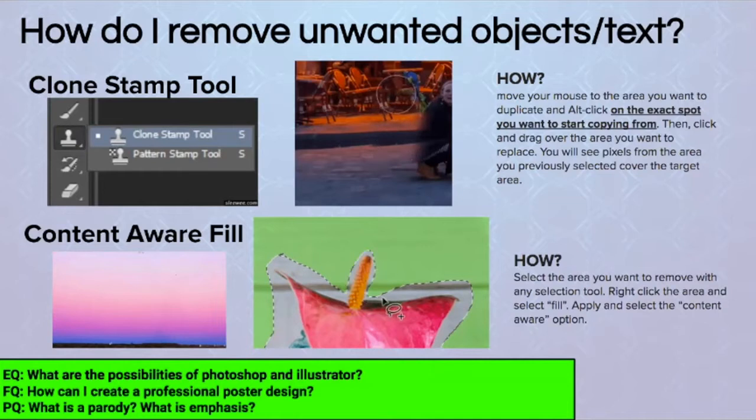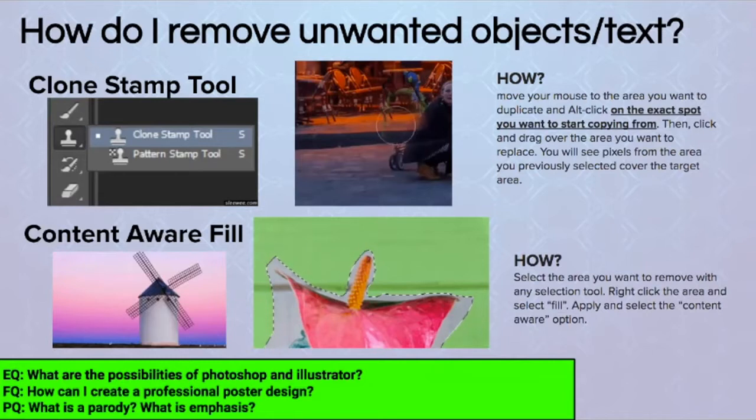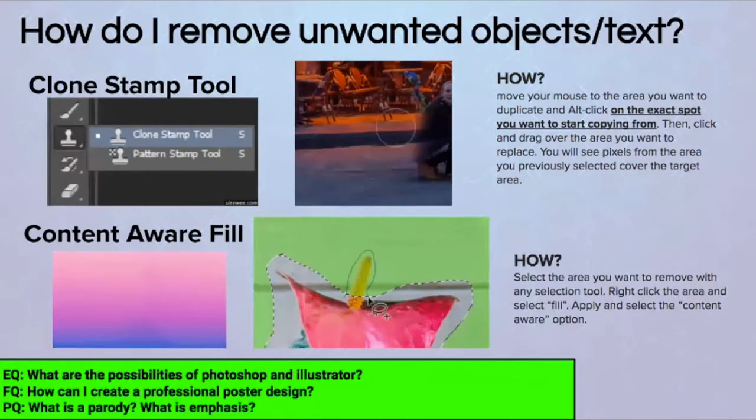So content aware fill is great if there's a large area of background behind an image, like see the windmill, how it's just a clear sky behind it. If things get a little more complicated, it doesn't work that well, but this is something that you guys can try using. So what you do is you select the area.